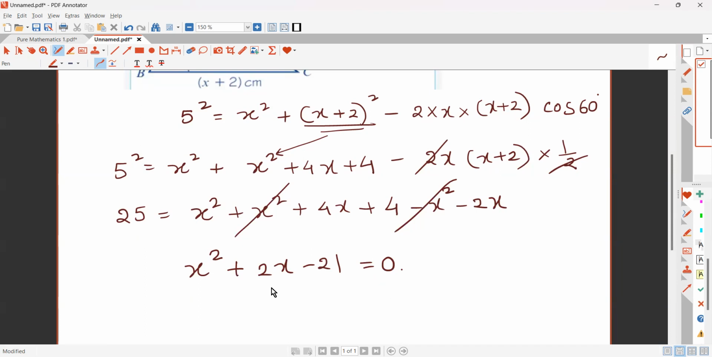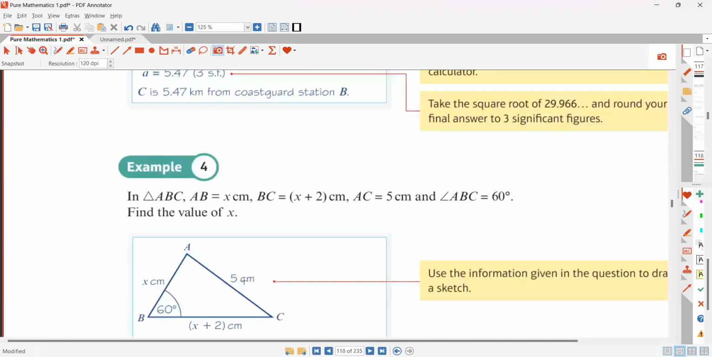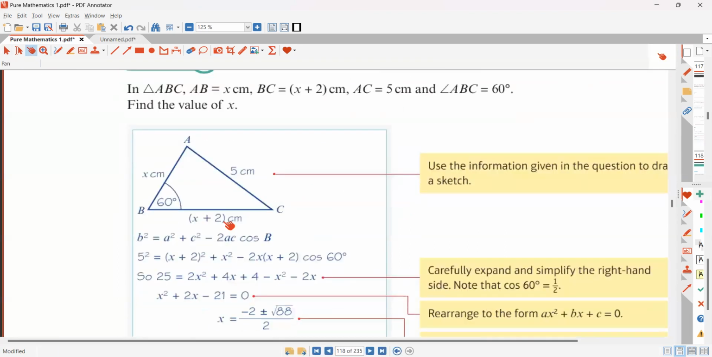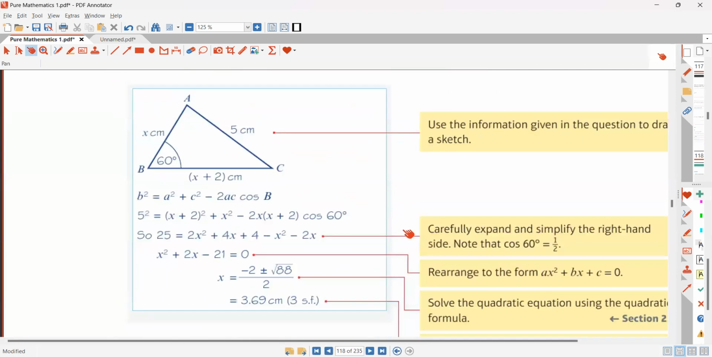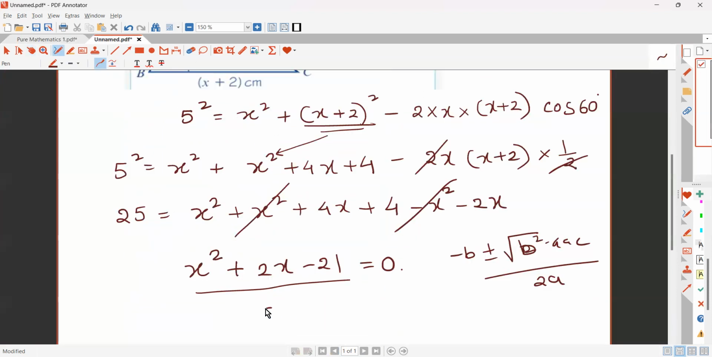Now, how will you get this answer? Either you do minus b plus minus root of b square minus 4ac divided by 2a, or you can directly do this in the calculator. If you do this directly in the calculator, what is the answer you guys are getting? 3.69 and minus 5.69. So 3.69 is the answer. And why didn't they take minus? Your length cannot be negative. So therefore 3.69 is the answer if you do this in the calculator. Okay, I'll pause the recording now.